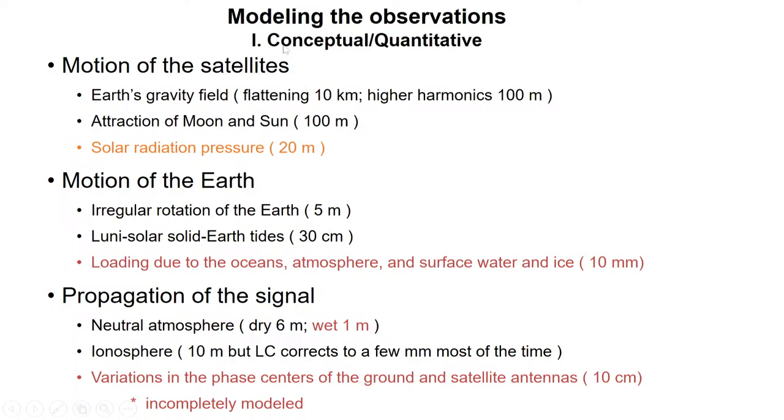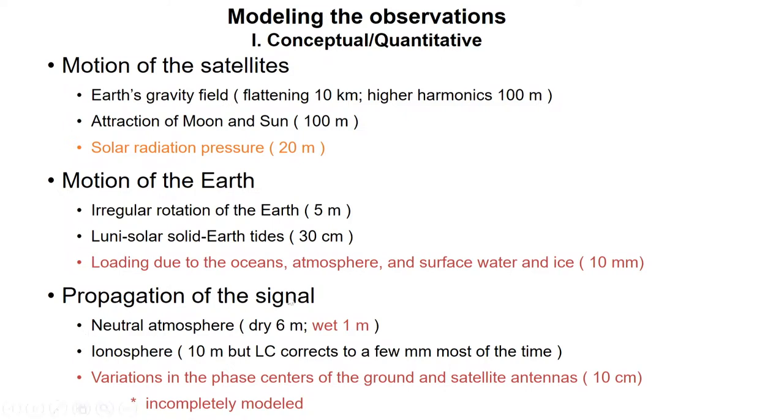Apart from this very traditional error, there are some more errors which are very crucial to implement into the data. So we should have these models also, like motion of the satellites: Earth gravity field, attraction of moon and sun, and solar radiation pressure. The first two have some pattern, so they can be modeled accurately with the help of some data set. But the solar radiation pressure is very dynamic, so it is not easily modeled. For motion of the earth, you can model the irregular rotation of the earth, and lunisolar solid earth tides. But the loading due to oceans, atmosphere, and surface water and ice is very difficult to model because data is not available directly for modeling all these parameters.